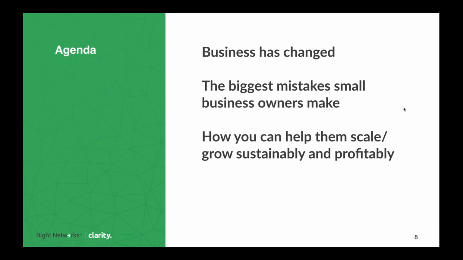Now, what we're going to be talking about today is going to be a very fast-paced session. We're going to look at how business has changed in the last 5 to 10 years and why that's so, and why that's important for us to understand and put into perspective. I'm also going to take you through the biggest mistakes that small business owners have made. And this comes from our work with thousands of small businesses, not just in the United Kingdom, but across the world. And I want to show you how easily you, as an accountant, bookkeeper, or advisor, can help them grow sustainably and profitably. So I'm hoping that's a good place to start.